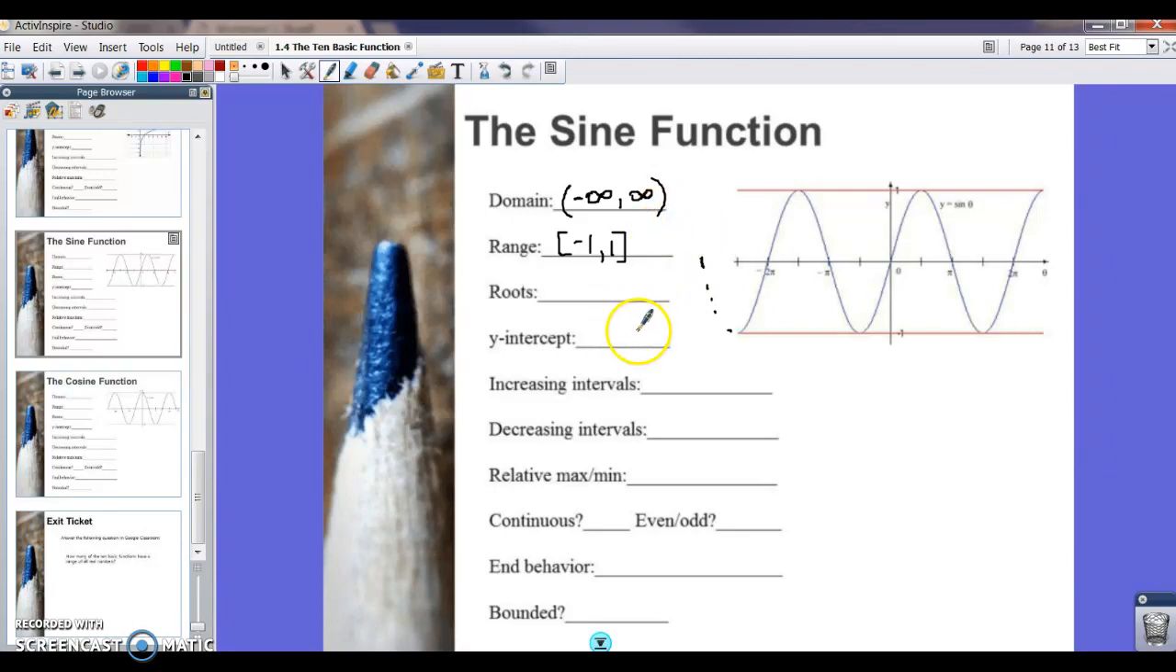Then the next one, if this came back up again, that would be -3 pi. So the roots are at multiples of pi. So we'll say pi times n, where n is an integer. That little symbol just means n is an element of the set of integers. You can just say where n is an integer if it's easier to type it that way in your notes. Our y-intercept is at 0, 0.